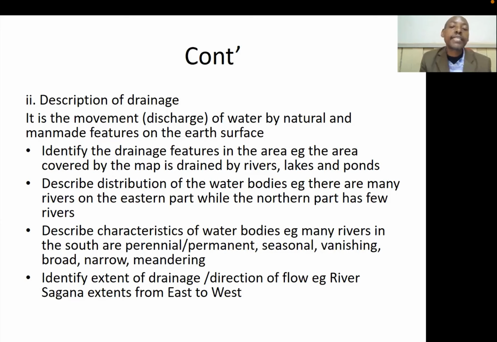Then we also describe characteristics of the water bodies. For example, many rivers in the south are valleys.